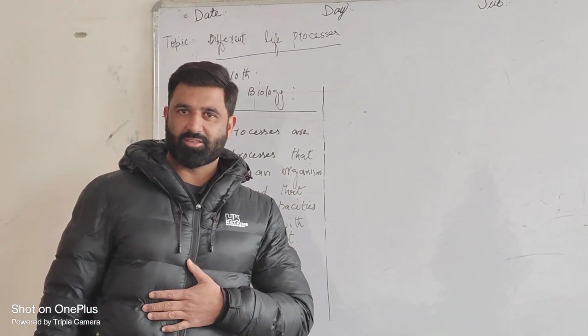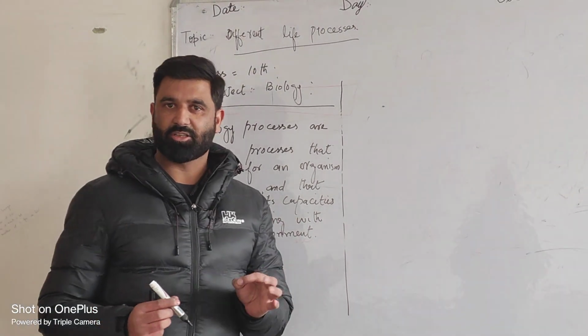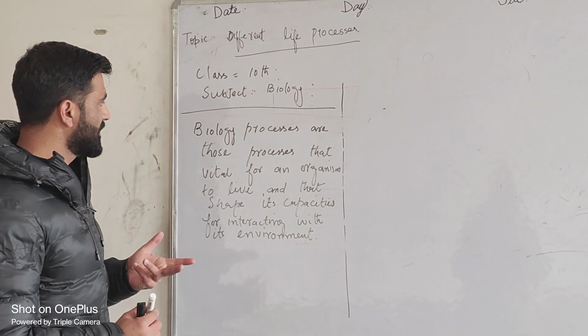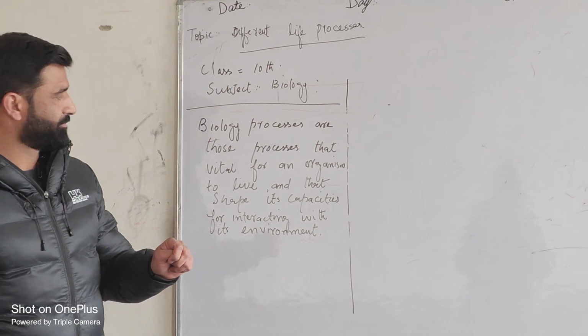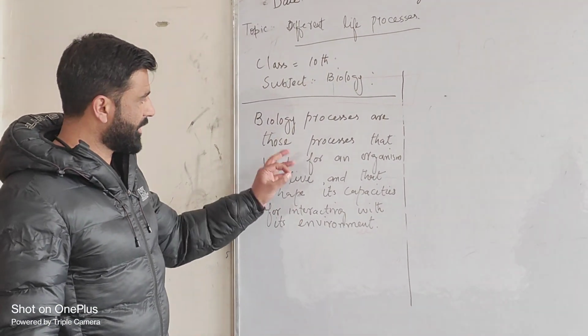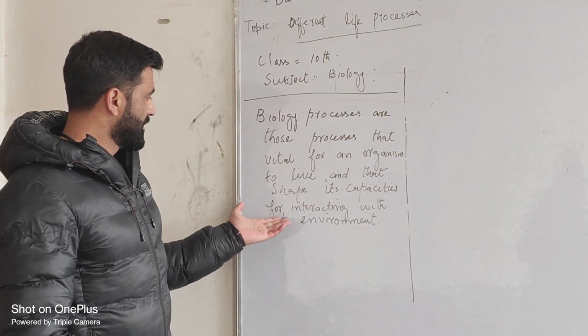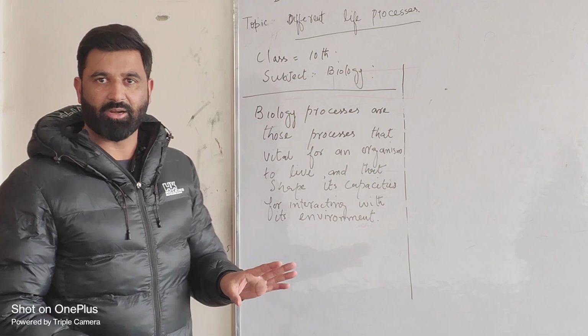Now today we will discuss the life processes. You know life processes. Life processes are the biological processes. Biological processes are those processes that are vital for an organism to live, and that shape its capacities for interacting with its environment.